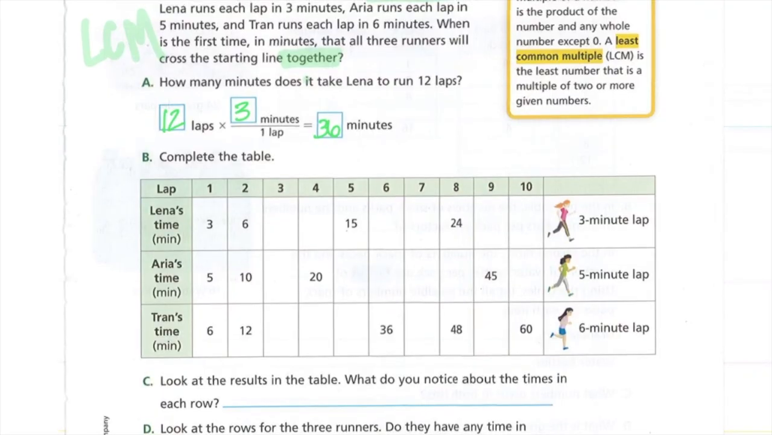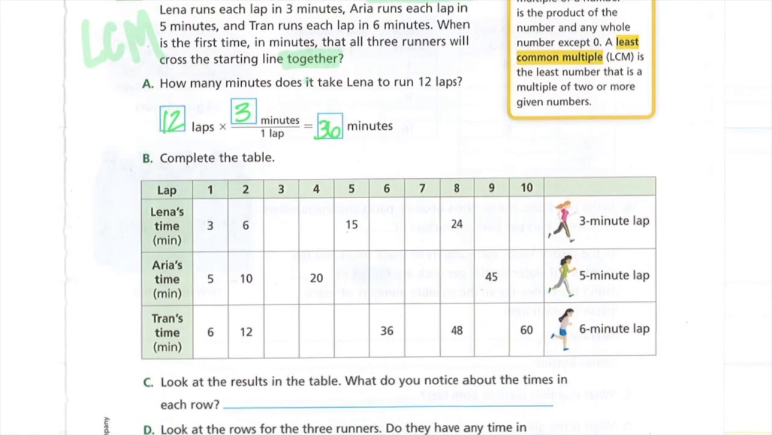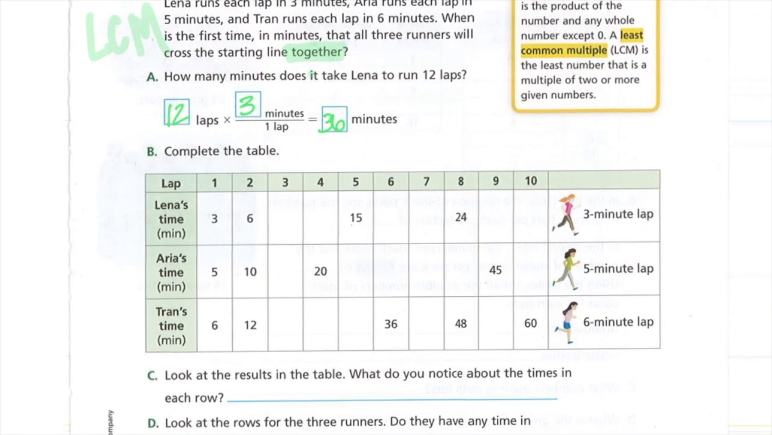So we're going to complete the table. Now this is like what I was doing before. This is a table form, but again, it's just like skip counting. Look at Lena. 3 times 1 is 3. 3 times 2 is 6. Okay?